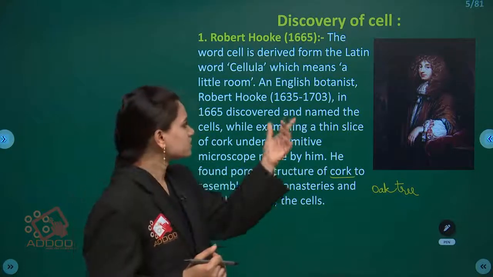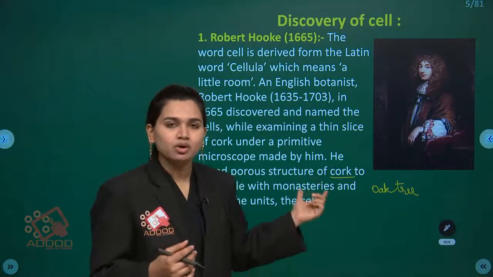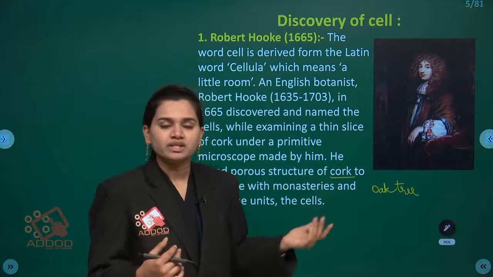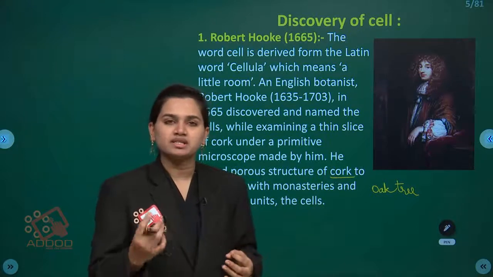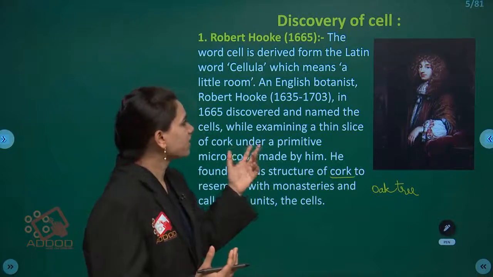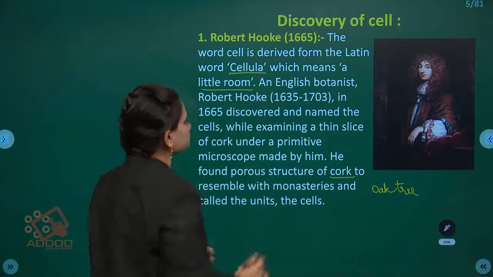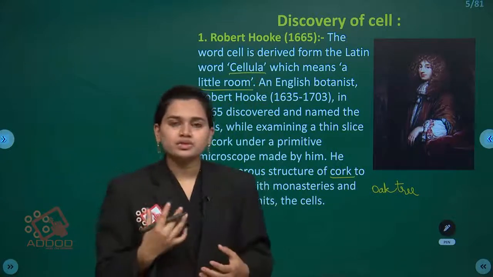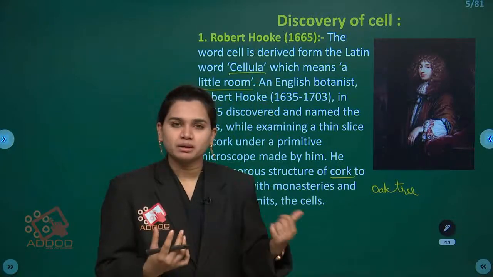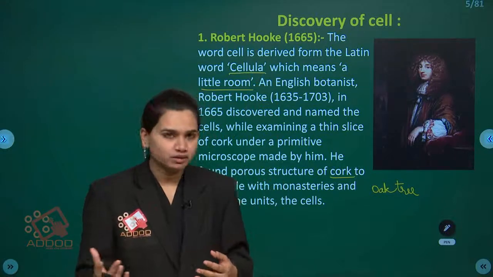So the first cell was discovered by Robert Hooke in the cork of oak tree, in which he has seen that the arrangement of these cells is in the form of monasteries, and hence he called them cellula. Cellula means little rooms. So this structure of cell was first observed by him in a microscope, but the detailed structure came later on.